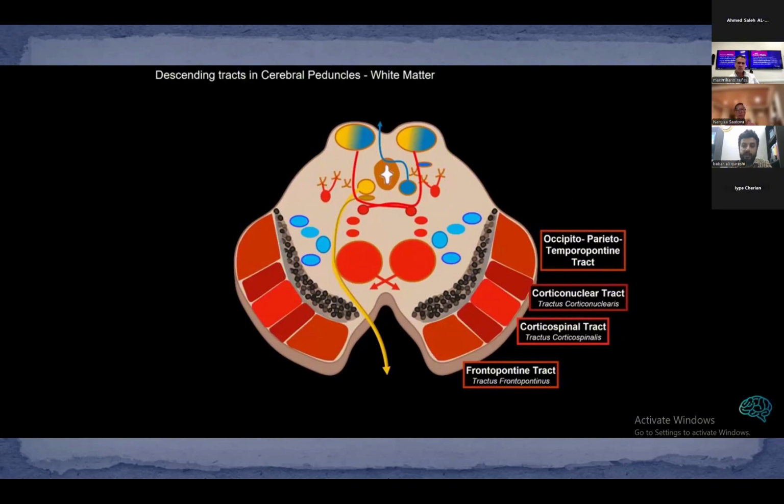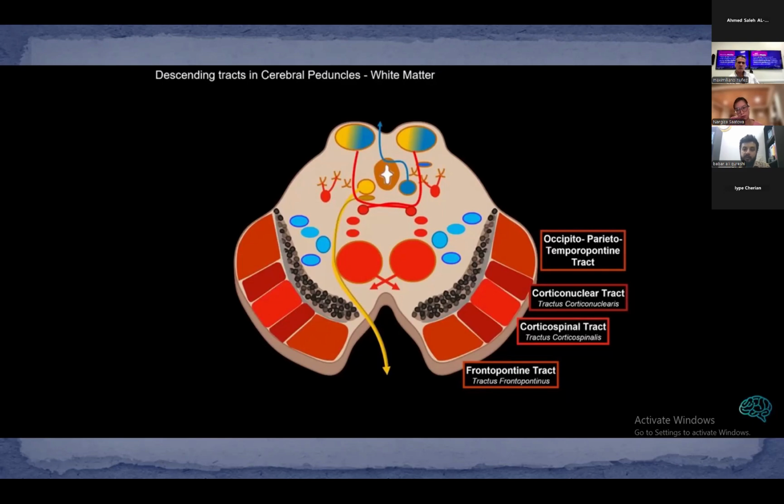Now coming to the descending tracts. The most important tracts are contained within the crus of the cerebral peduncle, in which the middle portions are occupied by the corticospinal and the corticonuclear tracts, which are carrying nerve information from the cortex to the spine and to the different cranial nerve nuclei.